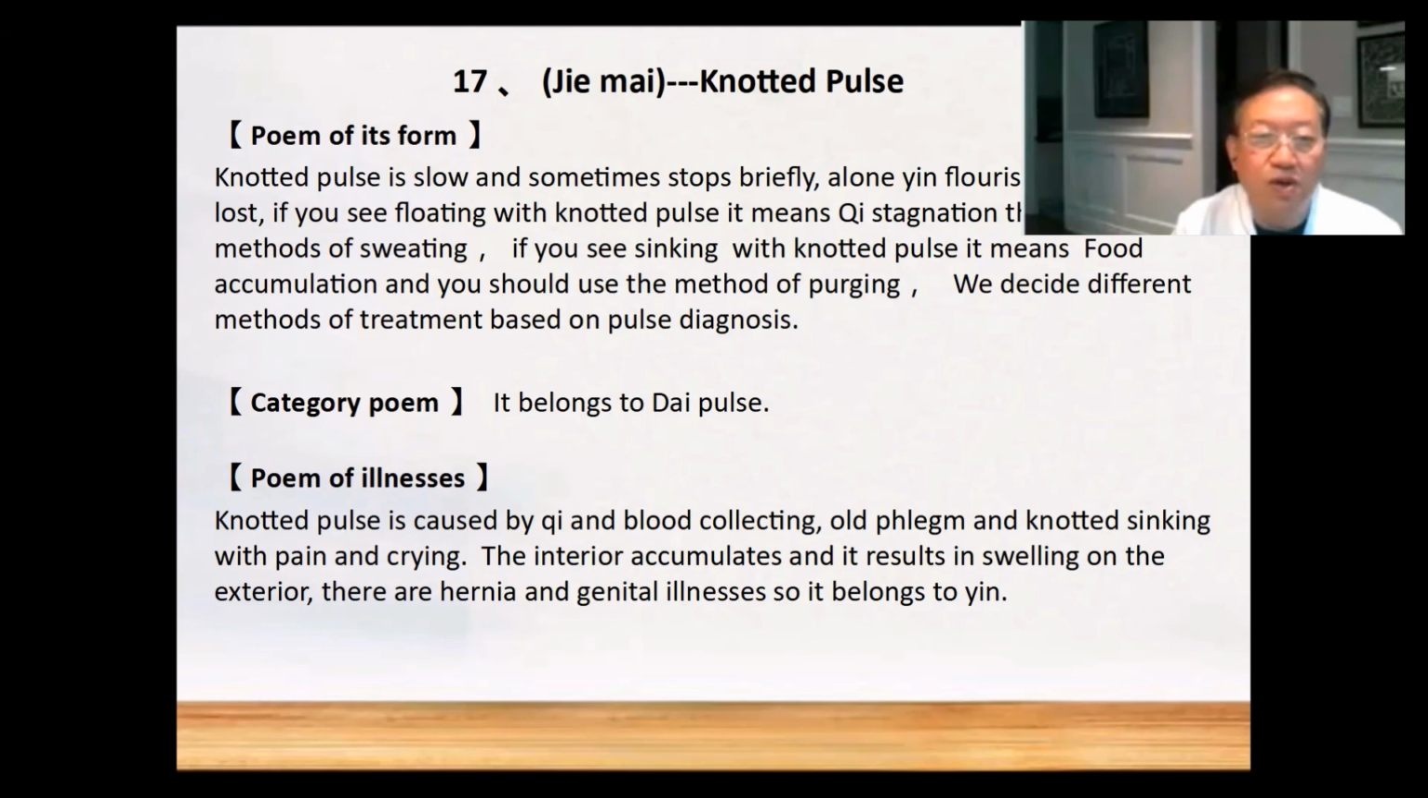We decide different methods of treatment based on pulse diagnosis. Category poem. It belongs to Dai pulse. Poem of illnesses. Knotted pulse is caused by qi and blood collecting, old phlegm and knotted sinking with pain and crying. The interior accumulates and it results in swelling on the exterior. There are hernia and genital illnesses, so it belongs to yin.